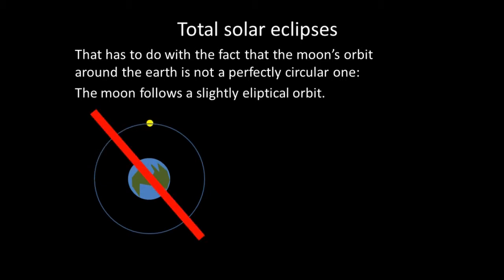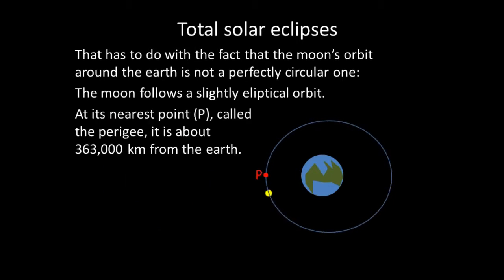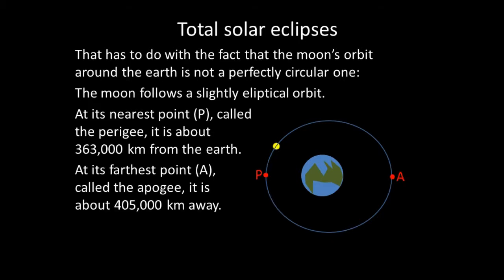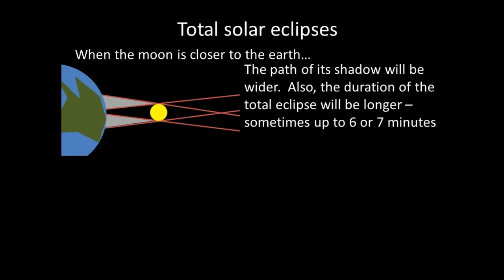The moon follows a slightly elliptical orbit. At its nearest point, we'll call it P, called the perigee, it's about 363,000 kilometers from Earth. At its farthest point, A, called the apogee, it is about 405,000 kilometers away. When the moon is closer to the Earth, the path of its shadow will be wider. Also, the duration of the total eclipse will be longer, sometimes up to 6 or 7 minutes.